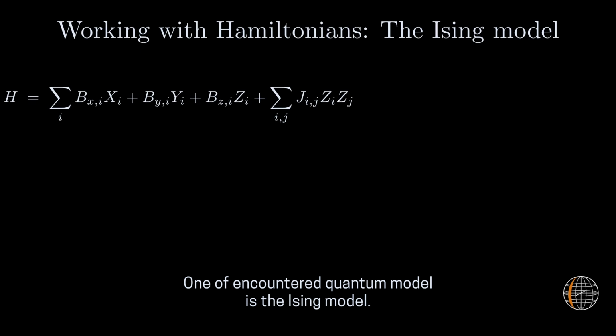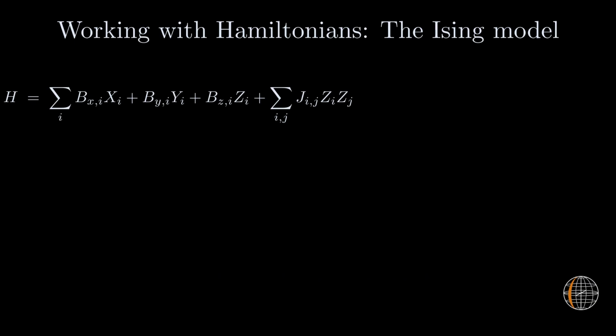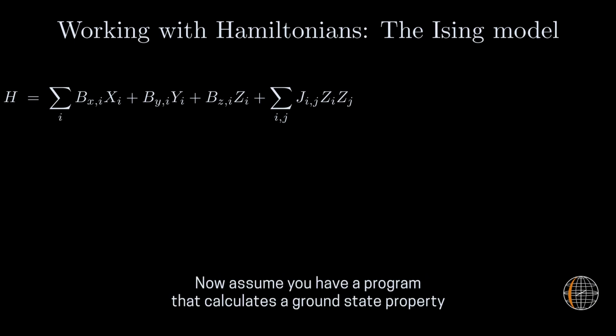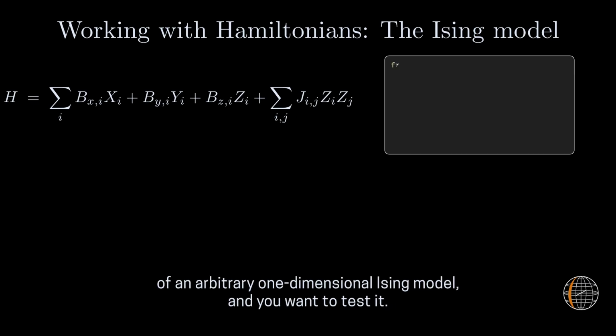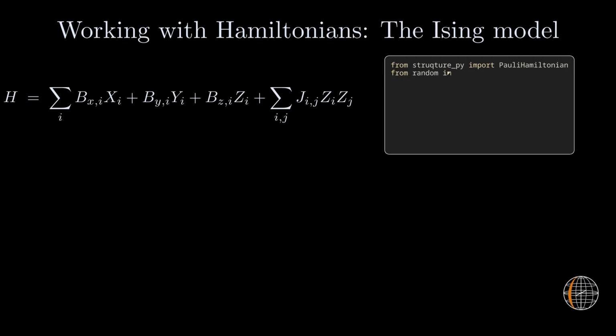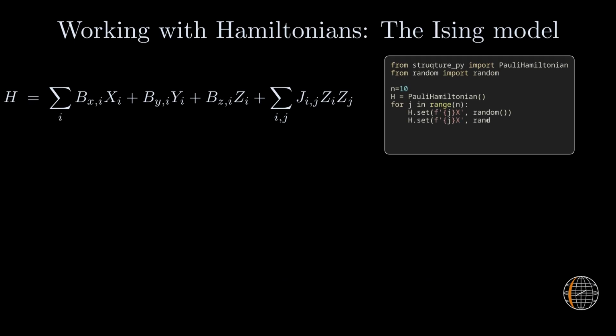One often encountered quantum model is the Ising model. This model has single spin terms for each spin and a ZZ coupling between spins. Now assume you have a program that calculates a ground state property of an arbitrary one-dimensional Ising model, and you want to test it. We can create a random Ising Hamiltonian with a few lines of code in Struqture.